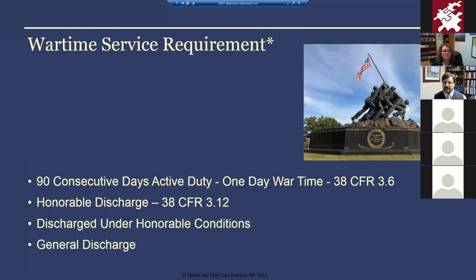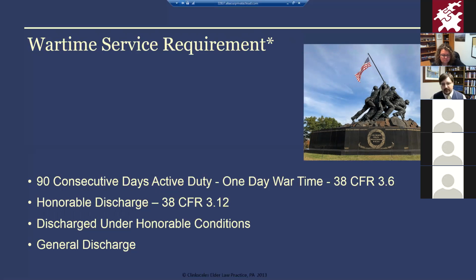The wartime requirements, again, are the same for all 3 of those programs: low-income pension, housebound, and aid and attendance. First, you have to have 90 consecutive days of active duty, and one of those days has to be wartime, and that can be found at 38 CFR 3.6. All of these are going to be found at 38 CFR 3.1 through 3.1010. That is the Code of Federal Regulations, and those regulations are what we're primarily looking at today.